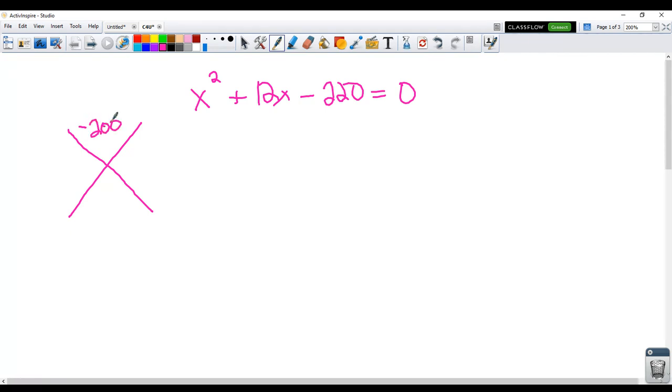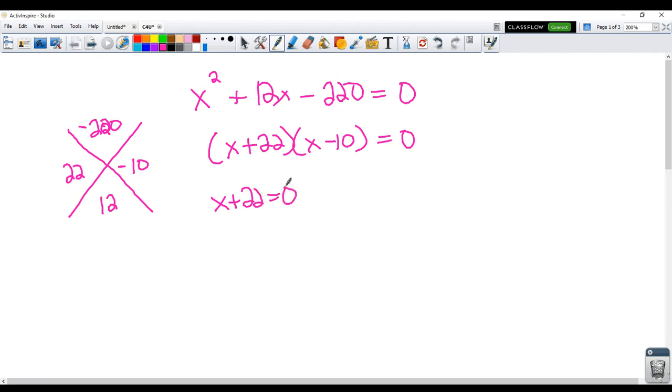What numbers multiply to give you negative 220 and add to give 12? Okay, and there aren't a whole heck of a lot, but 22 and 10 are two of them. Right, 22 times 10 is 220. 22 minus 10 is 12. So my factors become x plus 22 and x minus 10. Those are the two things that multiply together to give me this quadratic. So then I need to solve each of these, right? Set them both equal to 0 and solve them. So either x is negative 22 or x is positive 10.